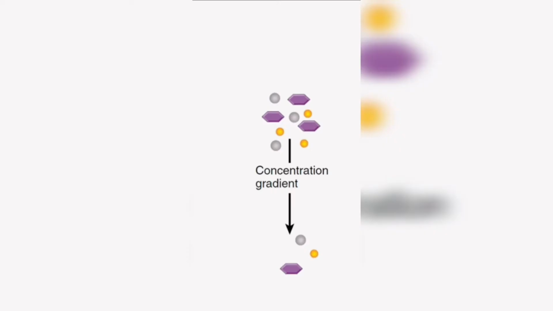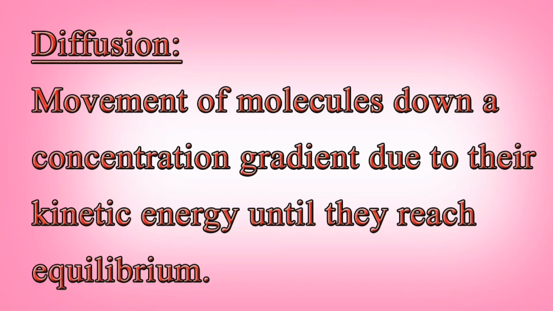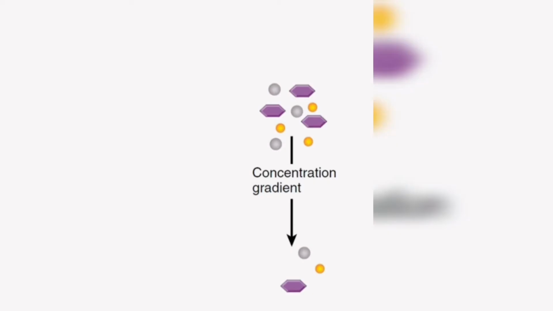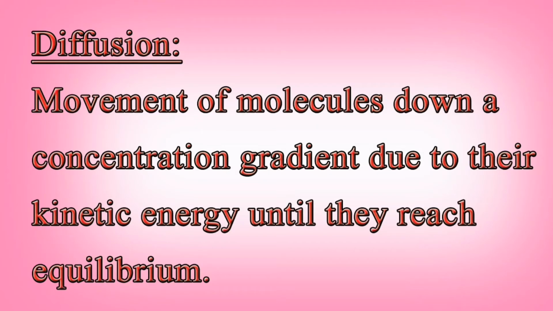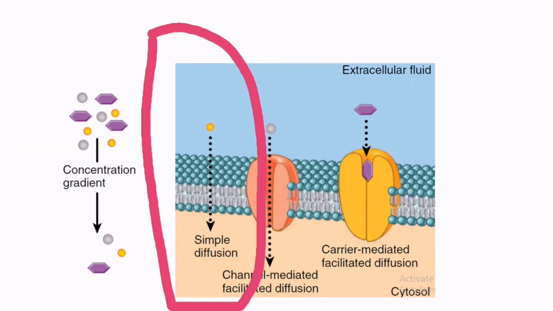And this process does not require cellular energy, otherwise ATP, because the movement starts from higher concentration to lower concentration. Then, passive process is of two types, as I mentioned earlier, diffusion and osmosis. In diffusion, molecules or ions move down a concentration gradient, from higher concentration area to lower concentration area, due to their kinetic energy until they reach equilibrium. So that is diffusion. Diffusion has two types, simple diffusion and facilitated diffusion.